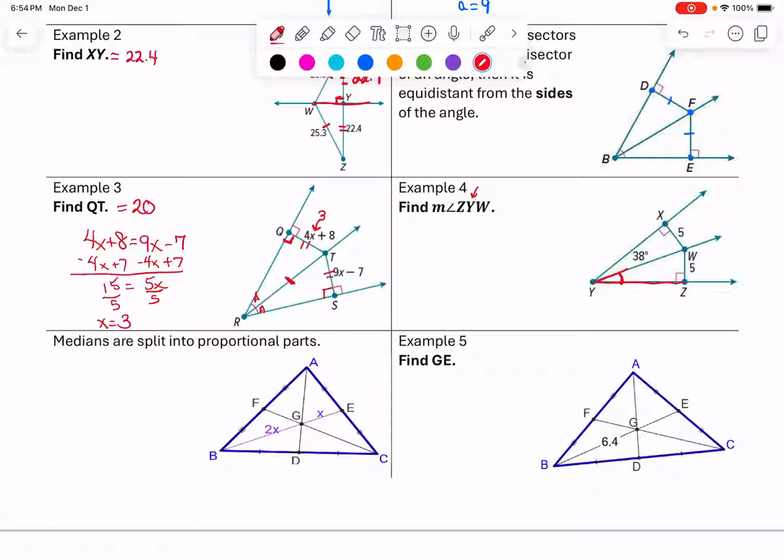Well, we notice that this W is on a ray that is the same distance away from the sides of the angle. Therefore, since 5 is equal to 5, these two angles have to be congruent to each other. And if angle XYW is 38, then angle ZYW must also be 38 degrees.